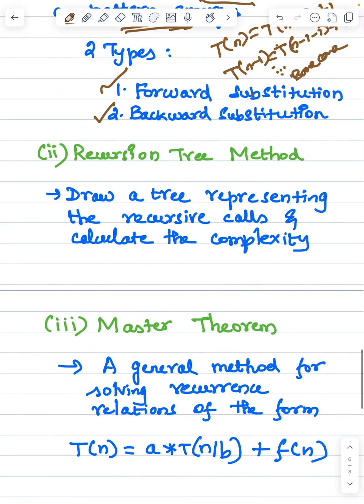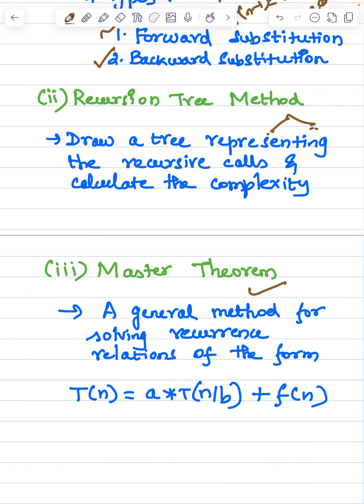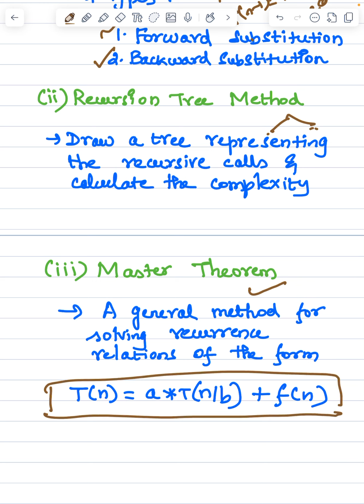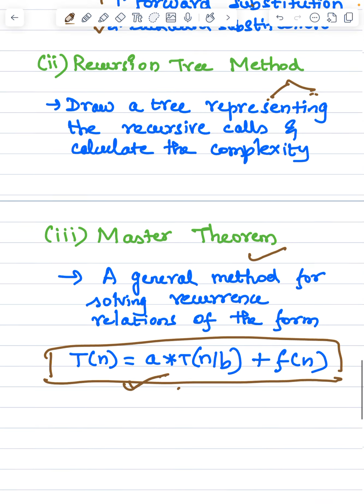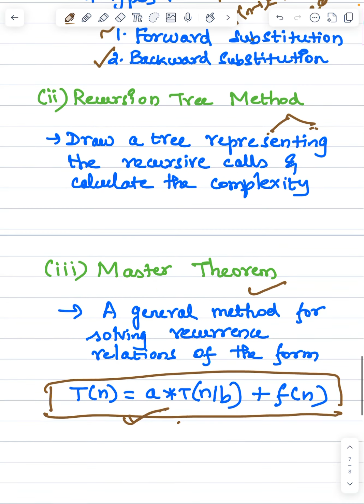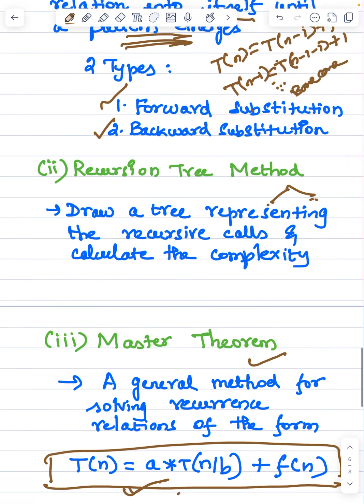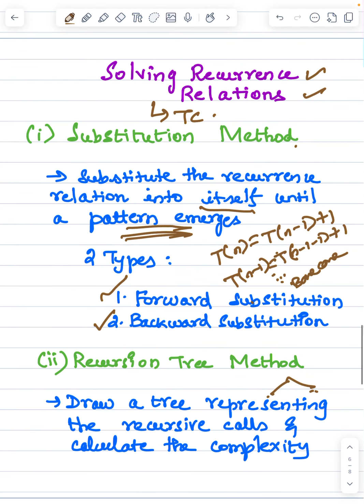The second method is the recursion tree method. Here we need to draw a recurrence tree, which represents the recursive calls, and it is used to calculate the time complexity. The third method is the master theorem method. It is a method for solving recurrence relations only of this form. If you have your recurrence relation of this form, then you can apply the master theorem. We cannot apply it for other forms. So these are the three methods for finding the time complexity or for solving the recurrence relation.